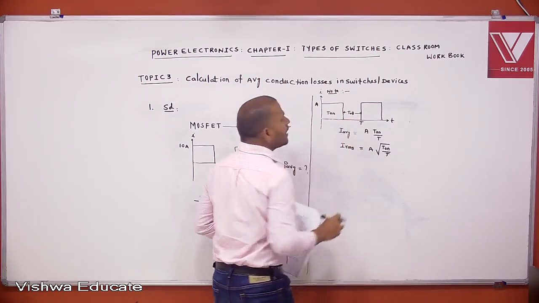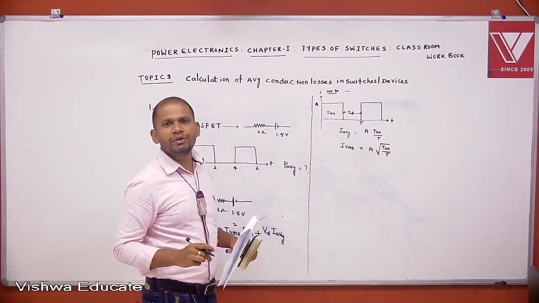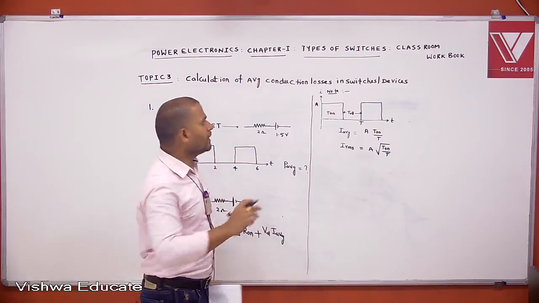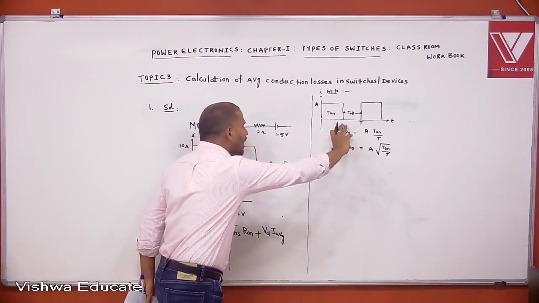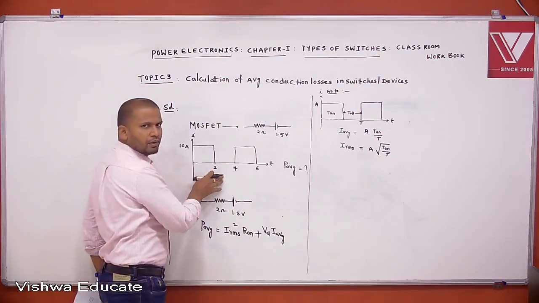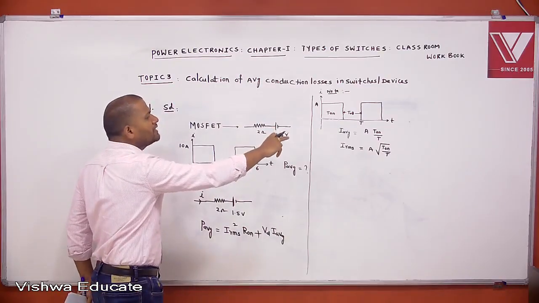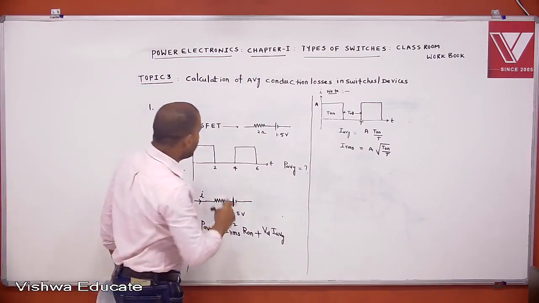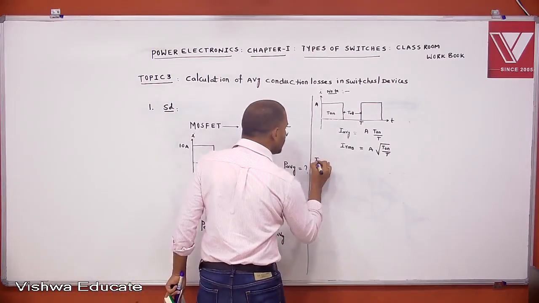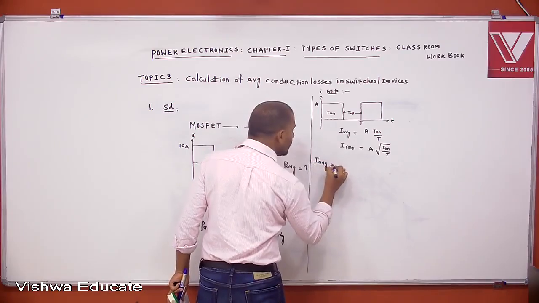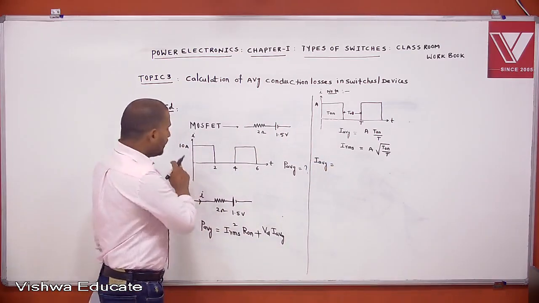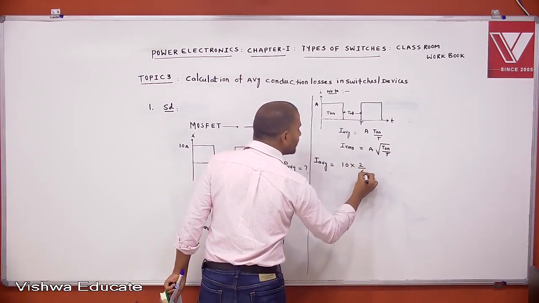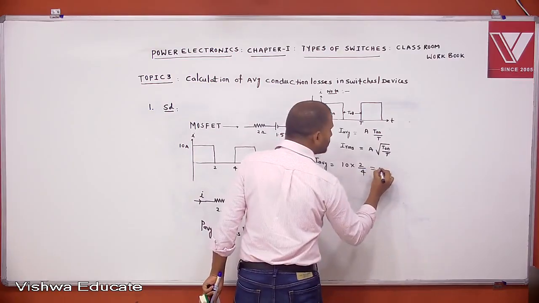Then average value: amplitude into T on by T. RMS value: amplitude into square root of T on by T. We can apply these formulas for pulse waveforms or rectangular waveforms. Then what is the average current? What is the amplitude? It is 10 amperes, 10 into the on time 2, what is the total time period? 4. Then how much you get? 5 amperes.